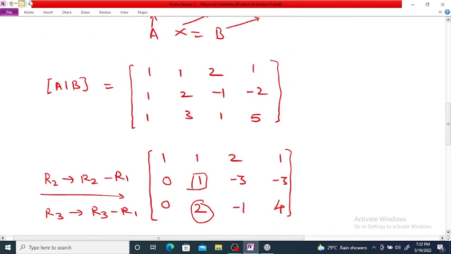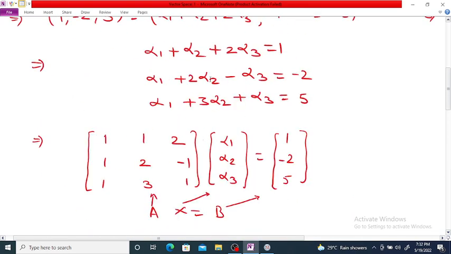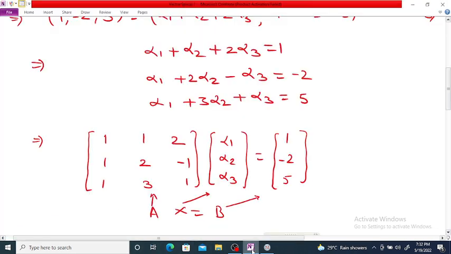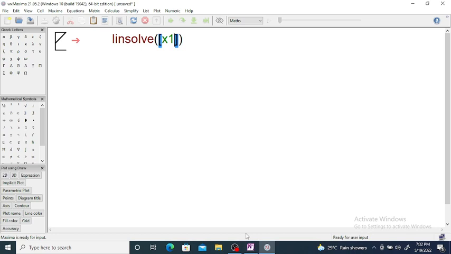You can reduce this matrix to row echelon form by using Maxima also, or you can solve this equation directly. What is this equation in Maxima? For that, instead of alpha 1, alpha 2, if you use here linsolve, and instead of alpha 1, alpha 2, you write x1, what is the first equation? It is x1 plus x2 plus 2 times x3 is equal to 1.